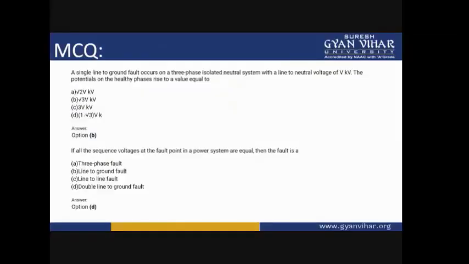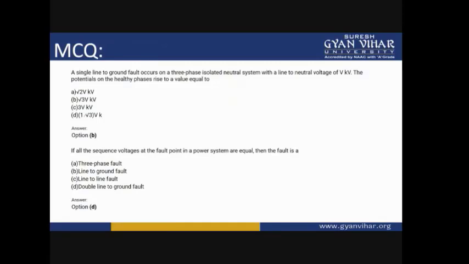That means if a single line to ground fault, that is an LG fault, occurs on a three-phase isolated neutral system, then the potentials of the healthy phases will be equal to √3 volts. We have seen how we have calculated this. For a three-phase system, when we convert it into the neutral voltages, it gives me this solution.